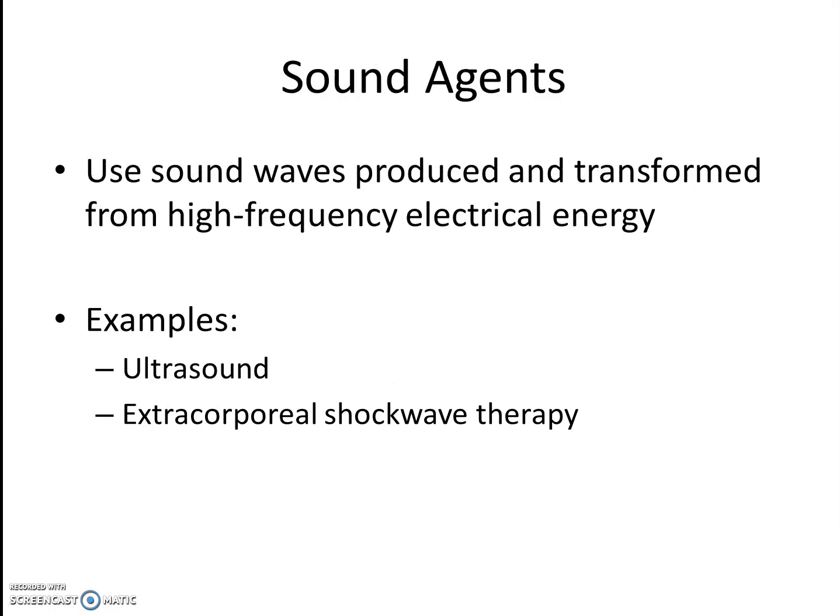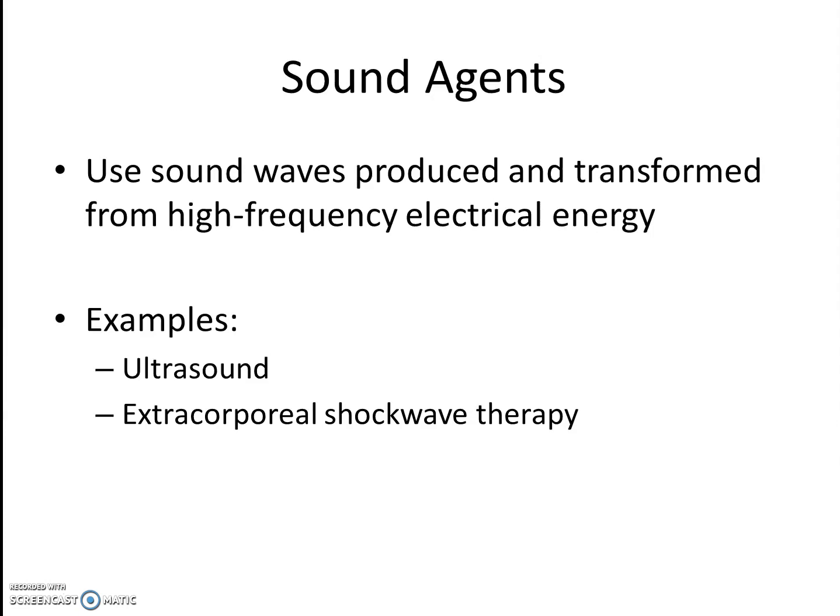Our sound agents use sound waves that are produced and transformed from high-frequency electrical energy. Sound energy consists of pressure waves due to the mechanical vibration of particles, whereas the electromagnetic radiation that we talked about is carried by photons. These sound waves travel at the speed of sound, whereas electromagnetic waves travel at the speed of light, so they travel much faster. Our sound waves travel much slower.